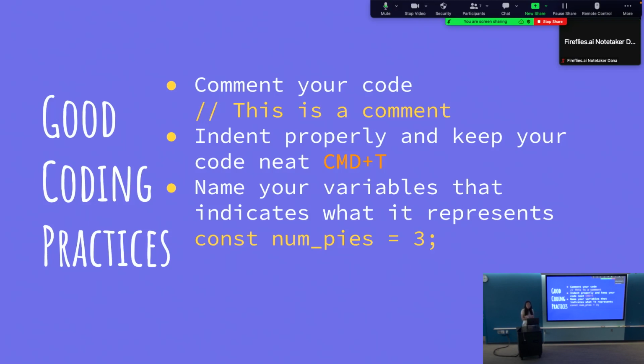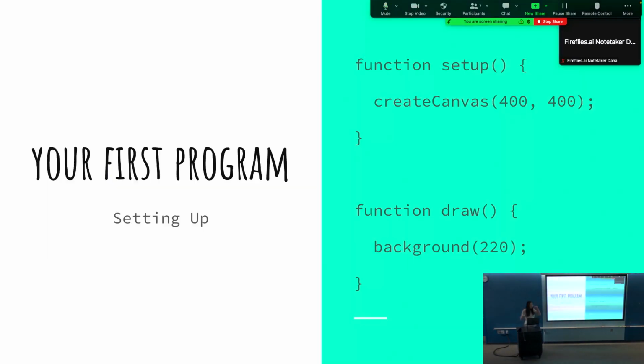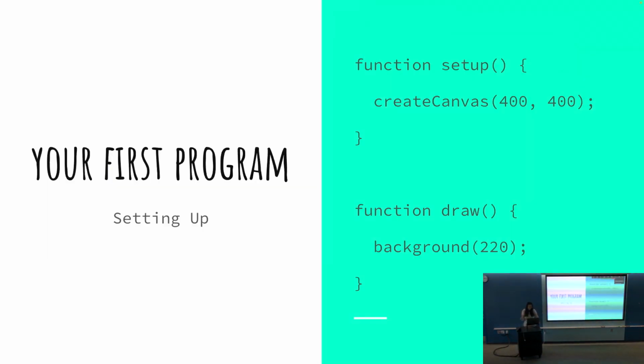So if I wanted to represent how many pies I ate this week, I would write const, which tells us this is a constant variable, and then name it num_pies. Oh, I guess we're in JavaScript, so it's going to be camel case, numPies, equals 3. That's me saying, more specifically, what this variable represents. Cool, so those are some good coding practices. Let's get started with your first program.